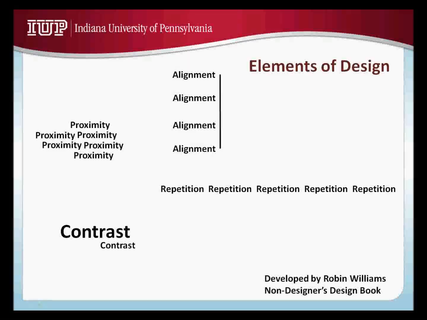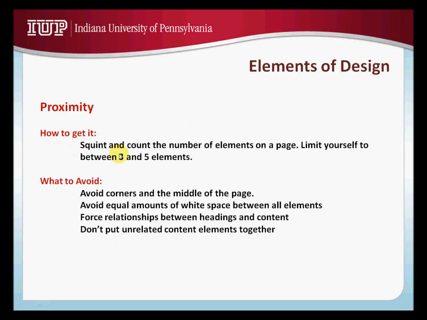I want to talk to you now about the elements of design. We're going to speak specifically about four elements: alignment, proximity, repetition, and contrast. These four elements are discussed extensively in the Non-Designer's Design book written by Robin Williams, a text that I highly recommend. Now, let's begin by talking about proximity.